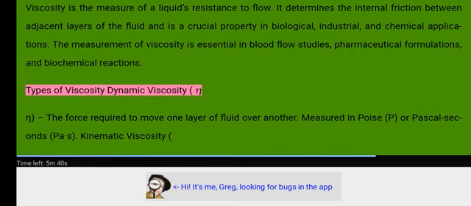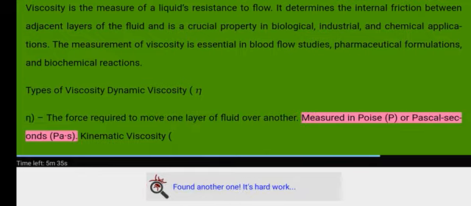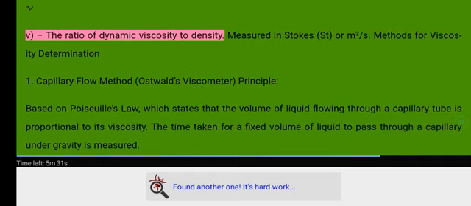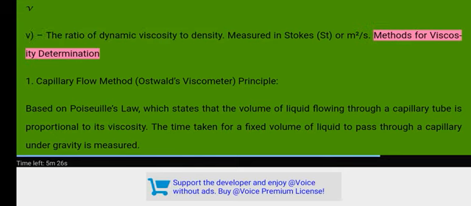Types of viscosity. Dynamic viscosity, eta, the force required to move one layer of fluid over another. Measured in poise (P) or Pascal seconds (Pa s). Kinematic viscosity, nu, the ratio of dynamic viscosity to density, measured in Stokes or square meter per second. Methods for viscosity determination. 1.